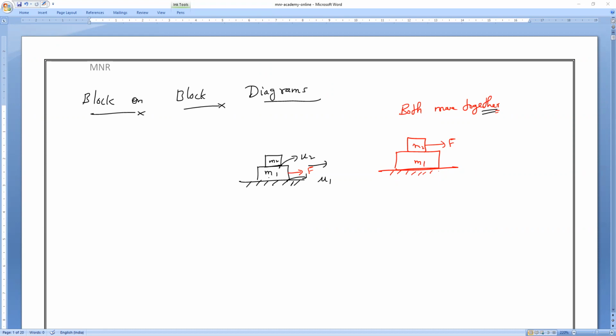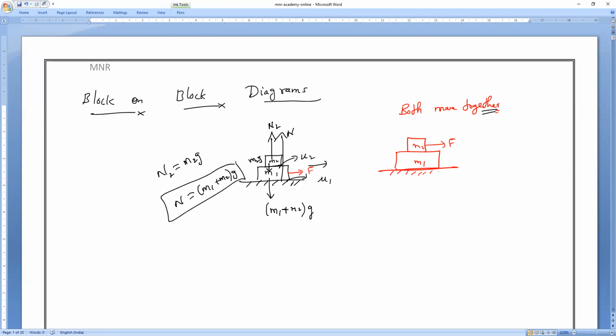Now, the weight acting on the ground from the first body equals the sum of both bodies, because one body is over the other. Am I right, everybody? And the normal is equal to N. The normal exerted by the second body on this one is N2, and the weight of the body is m2g. We have done this last class. N2 equals m2g, and N equals (m1 plus m2) times g. Is it right, everyone?